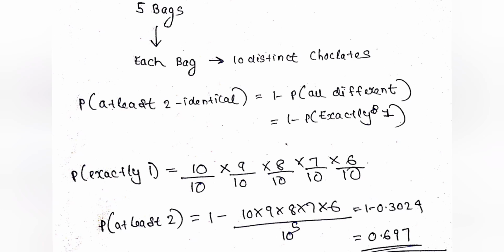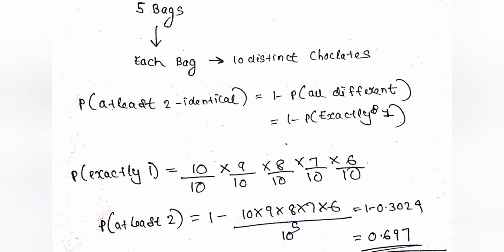5 chocolates are taken and 5 probabilities are written. These events happen together, one after another, so I have to multiply: 10 by 10 into 9 by 10 into 8 by 10 into 7 by 10 into 6 by 10. That's the probability that all the chocolates are different.